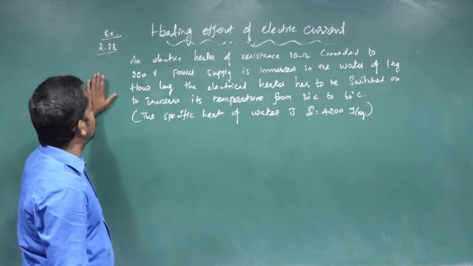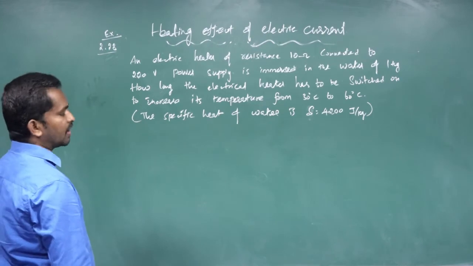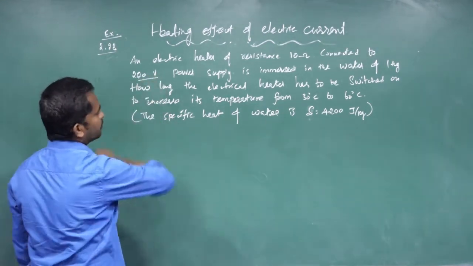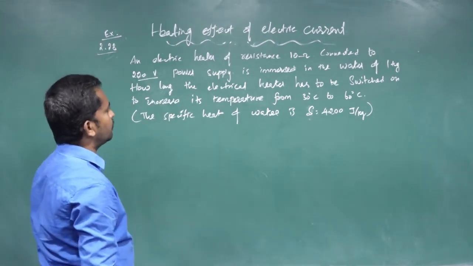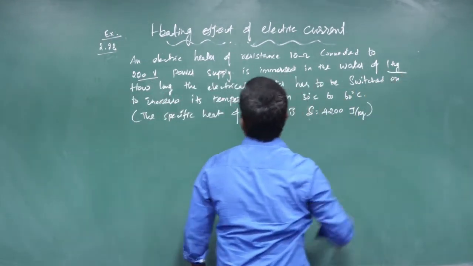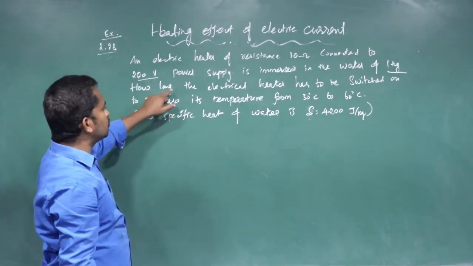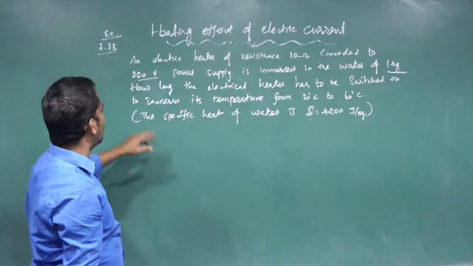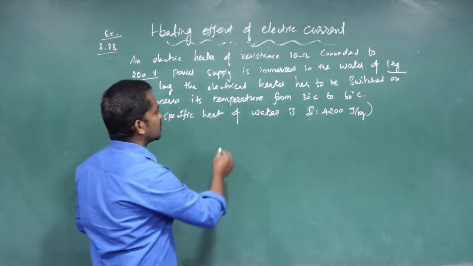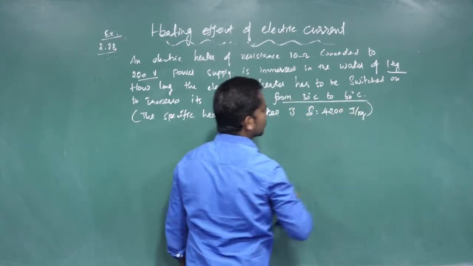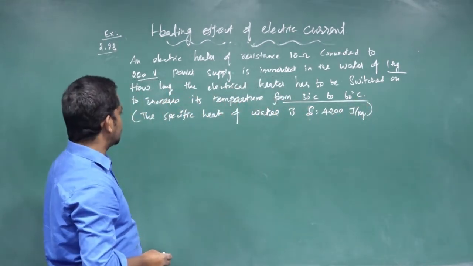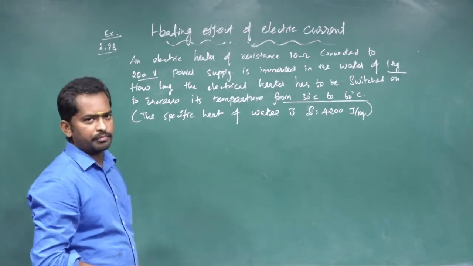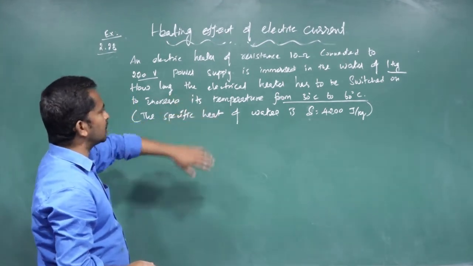Example 2.28. An electric heater of resistance 10 ohm connected to a 220 volt power supply is immersed in water of 1 kilogram. How long does the electric heater have to be switched on to increase its temperature from 30 degrees Celsius to 60 degrees Celsius? The specific heat of water is 4200 joule per kilogram.